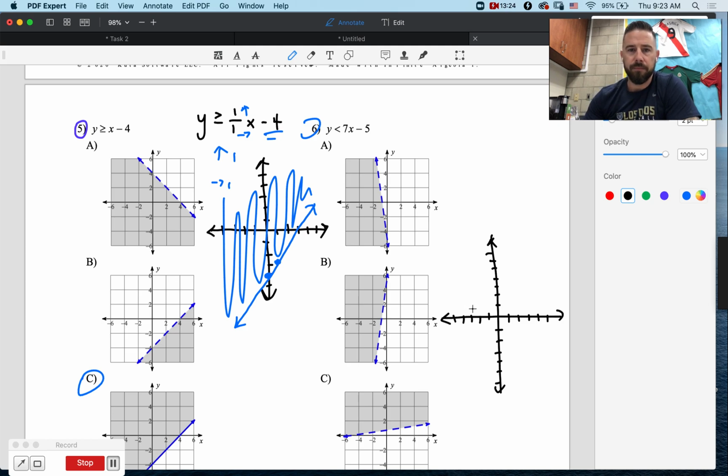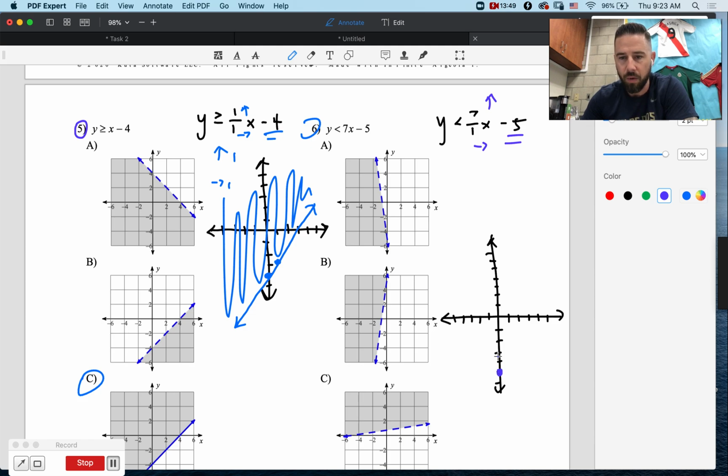Okay, let's get it. I'm going to rewrite this. I'm going to write it 7 over 1, x minus 5. Okay, my y-intercept is down at -5. 1, 2, 3, 4, 5. Graph it. It's positive, so that means I'm going up and to the right. Remember, if it was negative, I go down and to the right. So we got to go up 7 and over 1.